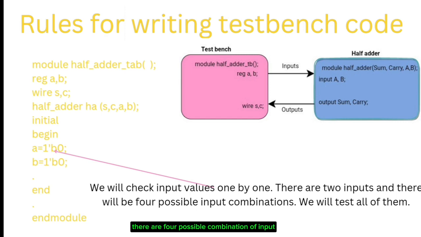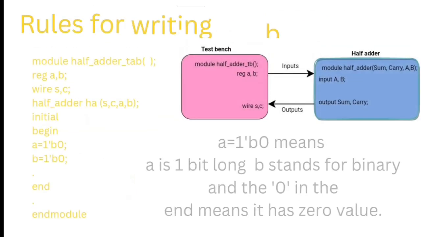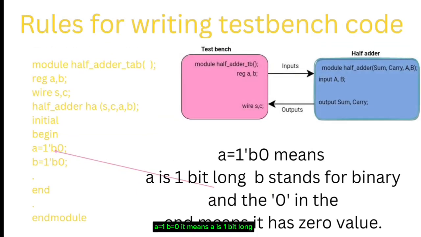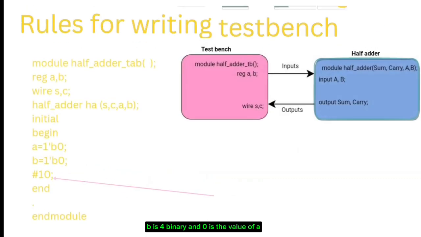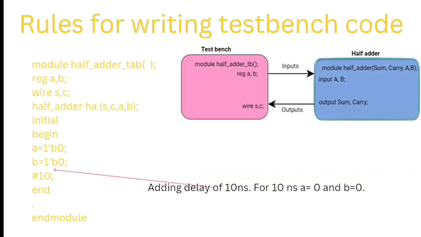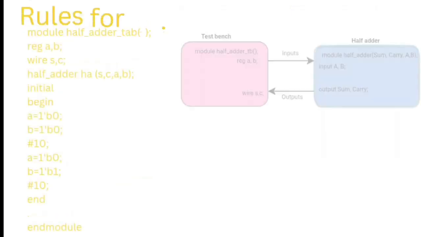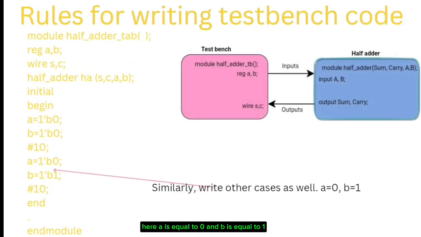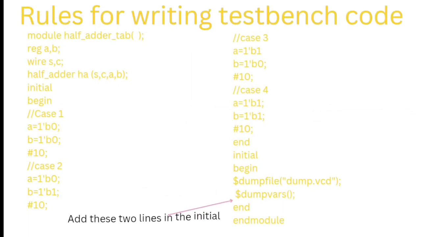There are 4 possible combinations of input. We will check each value one by one. A is equal to 1'b0. It means A is 1 bit long, b is for binary, and 0 is the value of A. Adding a 10 nanosecond delay. Here A is equal to 0 and B is equal to 1. Similarly, add all other cases.